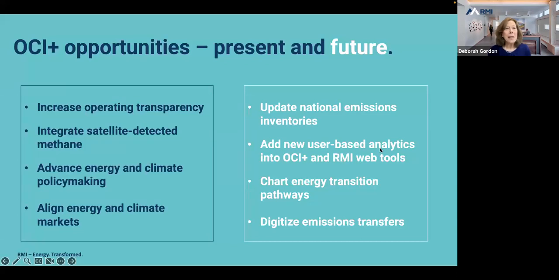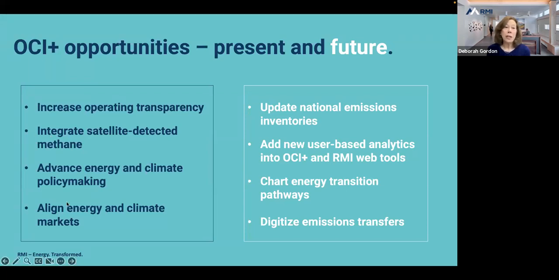And next slide. So what are the opportunities, both present and future, that we're imagining here? And this will be a big part of our discussion coming up. We're very excited about increasing operating transparency here. Oil and gas, there is no standard oil and gas. Oil and gas are very different from each other, and the operators can operate very differently from each other. As I mentioned, integrating satellite detected methane is going to be a huge opportunity. We've already started, we'll continue there.